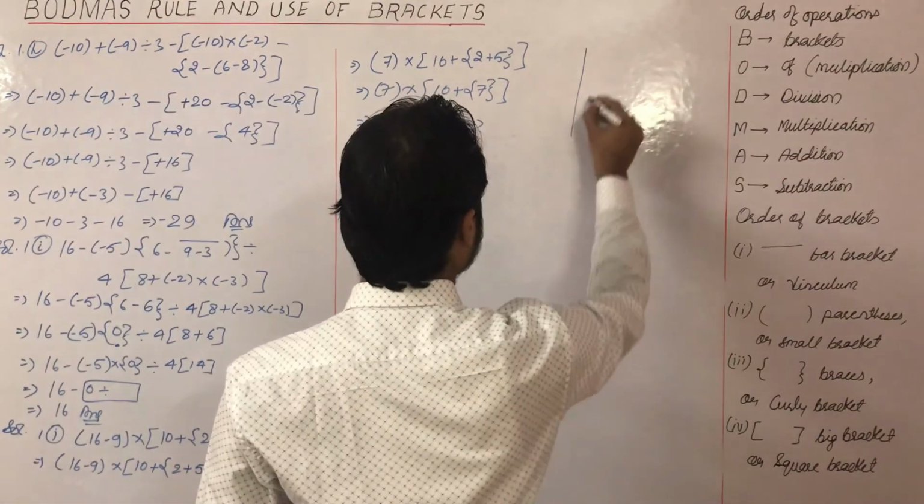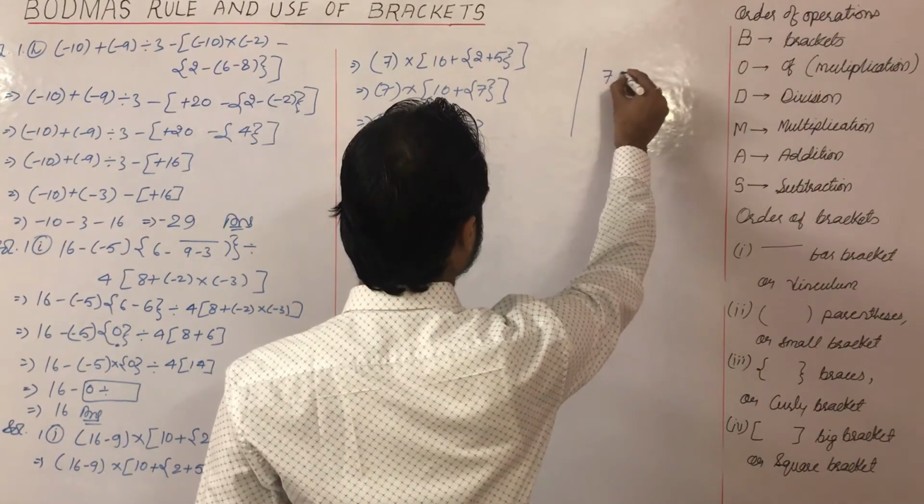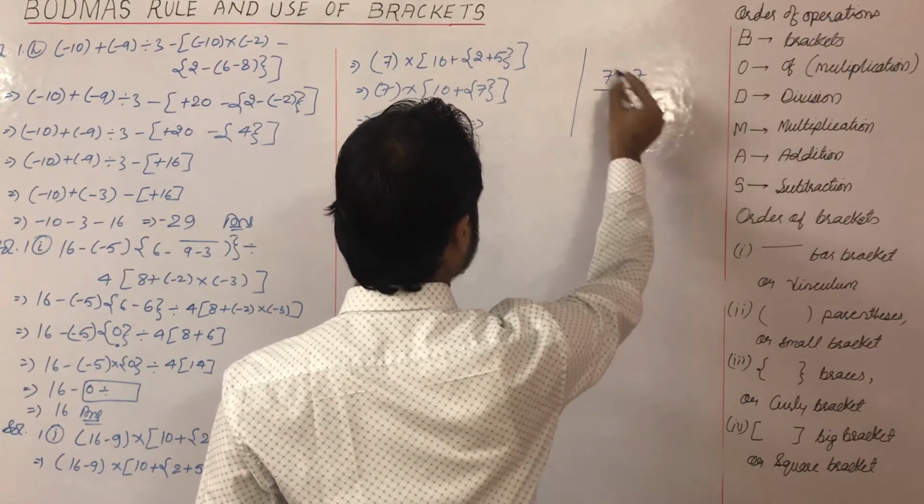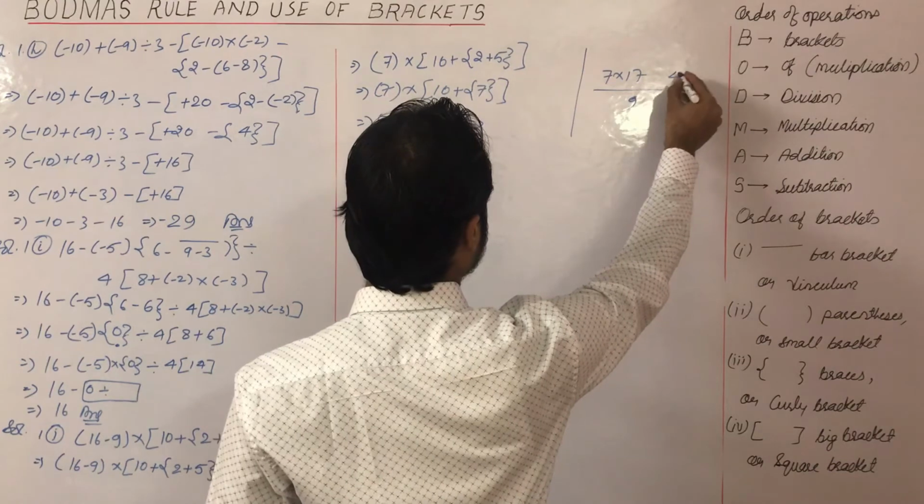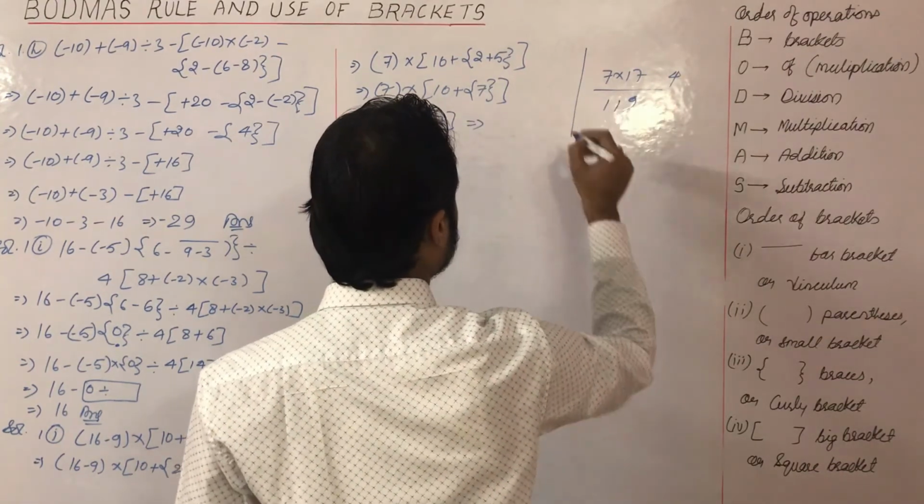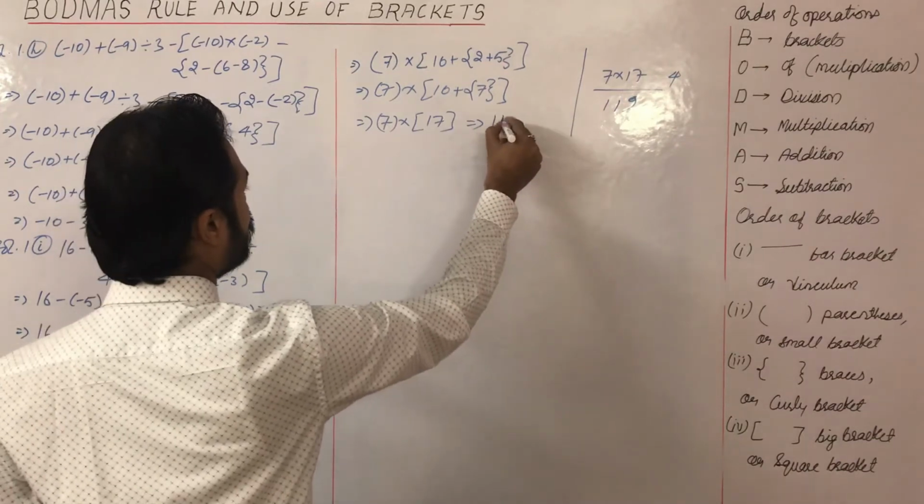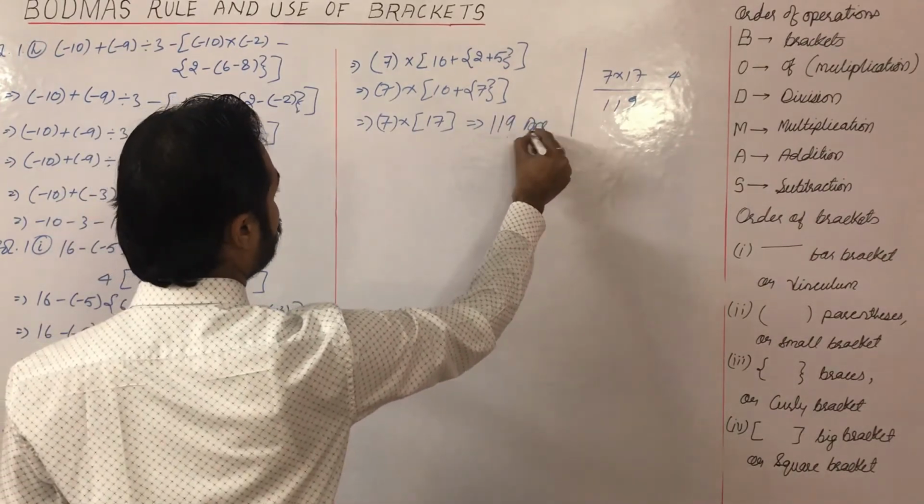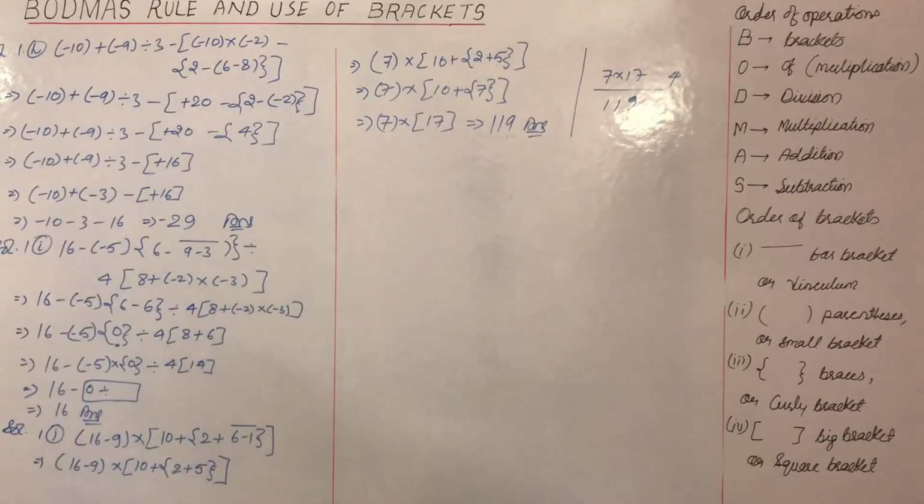So we have to multiply 7 by 17. 7 7s are 49 and 7, so 119 is the final answer.